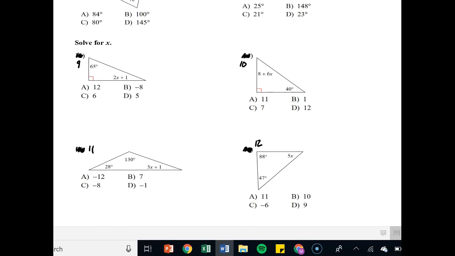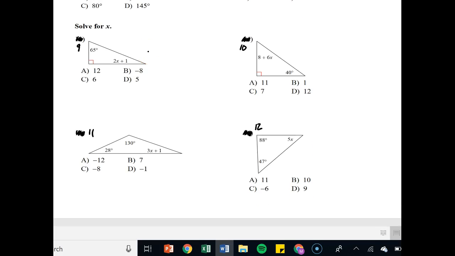And then problems 9 through 12, you're just going to set up equations. So you'll notice that all 3 angles always have to add up to 180 degrees. So put down what you know. I know one angle is 65 degrees. You don't even have to put the degree sign, sorry. I know another angle is 90 degrees, comes from that box. And I know the third angle is 2x plus 1. And I know that all 3 of those have to add up to 180. So look for your like terms, 65, 90, and 1. Add those together, that gets you 156 plus 2x equals 180.